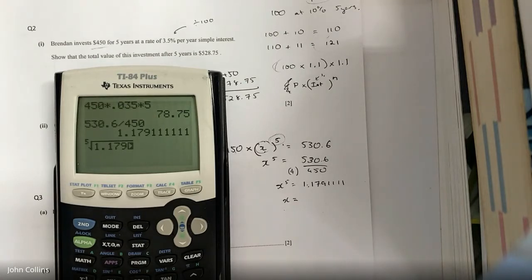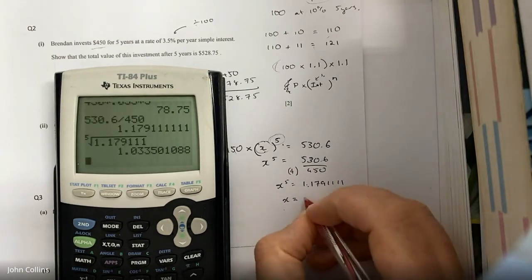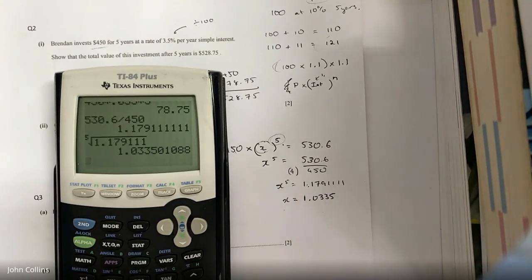What answer do we think we're going to get? A roundabout is going to be 0 point something. Really small number because it's the fifth root. No one knows. Okay, let's see. It's going to be like 1 point something. I hope it's going to be 1 point something. It is. It is 1 point something. 1.0335.